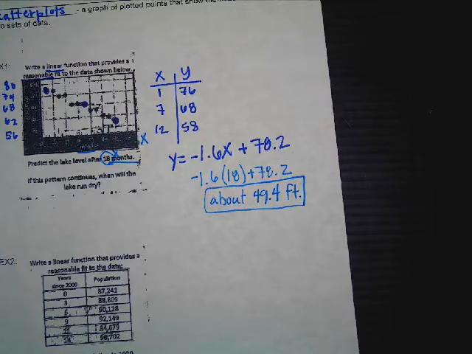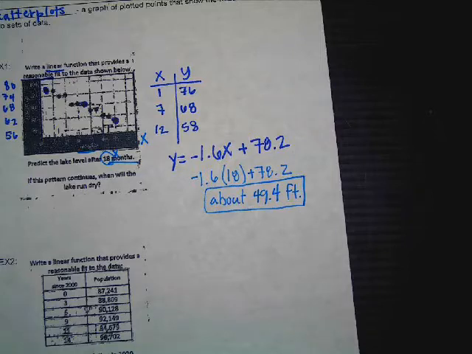Then it says, if this pattern continues, when will the lake run dry? So what does that mean? Figure it out. If it continues, when will the lake run dry? So you have to put a y, but in the y space you have to put 0. How do you know? Because it says when it runs dry, so that means 0. Good. You're exactly right.